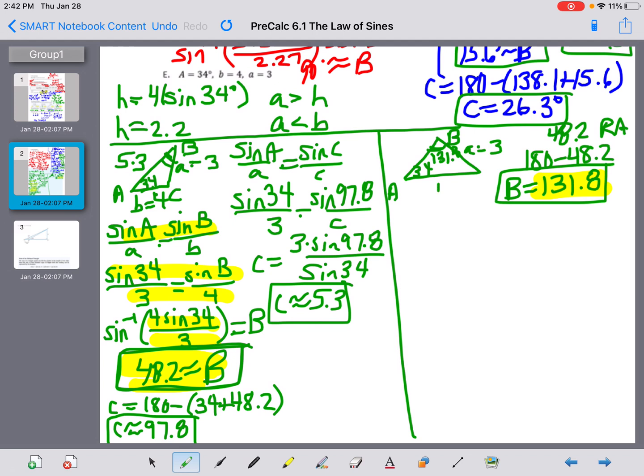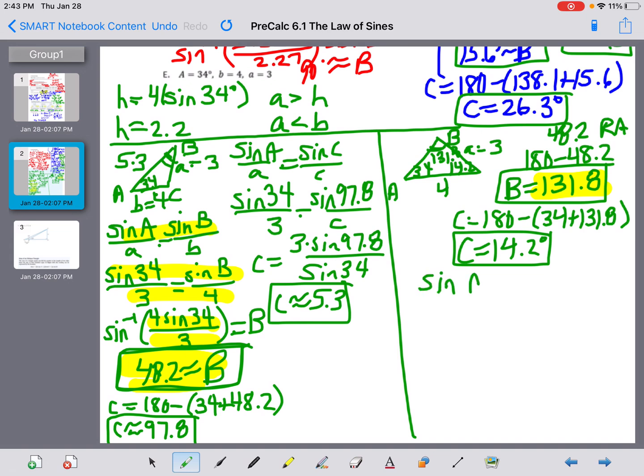My B was still 4, and this time C is going to be 180 minus my 34 and my 131.8. Can't have possibly much left, do I? Minus 34, 14.2. A very small angle for angle C, which probably means my side C will also be extremely small, because 4 is my largest, so it's going to be smaller than 3, right?